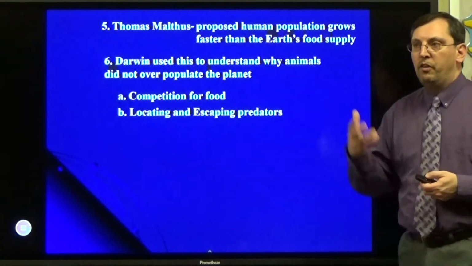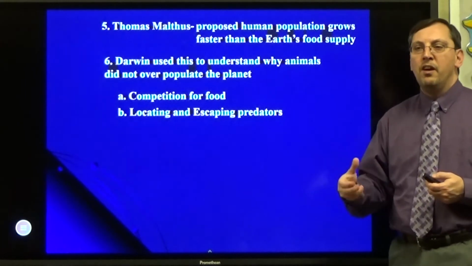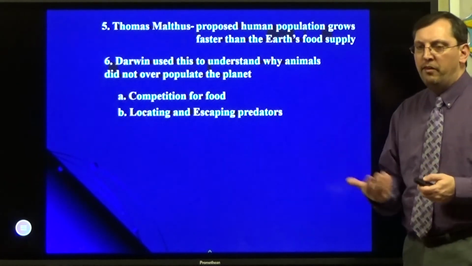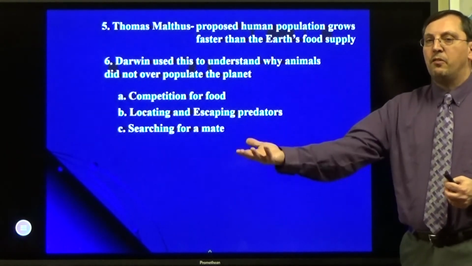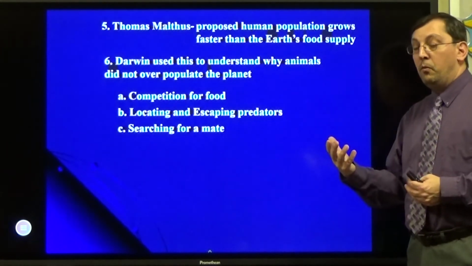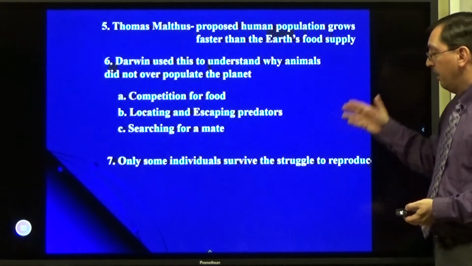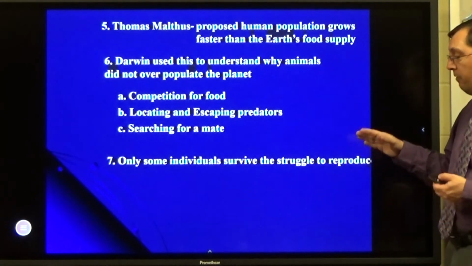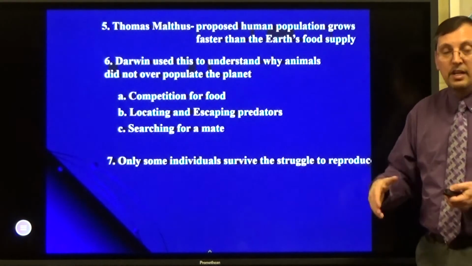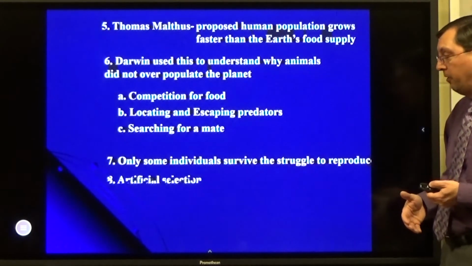Escaping predators. If you have better adaptations allowing you to hide, or if you're a better predator because you have more speed than your prey, you're going to survive. Searching for a mate. If you can't find a mate, you can't pass on your traits. So if you have better traits that are good for that, you're going to be more successful. So what he came up with was a basic concept like this. Only some individuals survive the struggle to reproduce. So only some of them make it through all these trials in order to reproduce.